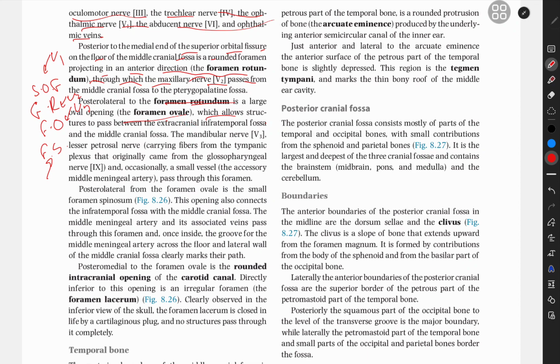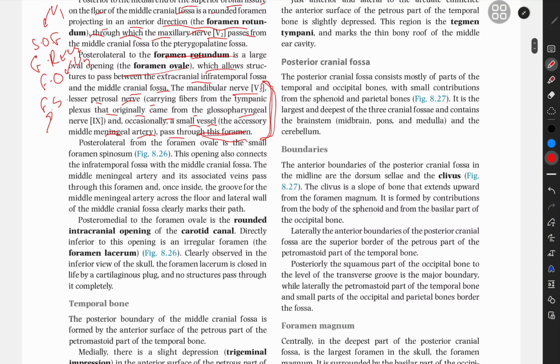All of these you must know as well, don't get me wrong. The foramen ovale allows structures to pass between the extracranial infratemporal fossa and the middle cranial fossa. The mandibular nerve V3, the lesser petrosal nerve carrying fibers from the tympanic plexus, originally coming from the glossopharyngeal nerve, and occasionally a small vessel, the accessory meningeal artery, pass through this foramen. This is just description. In the table you just have to memorize it, there's no logic.